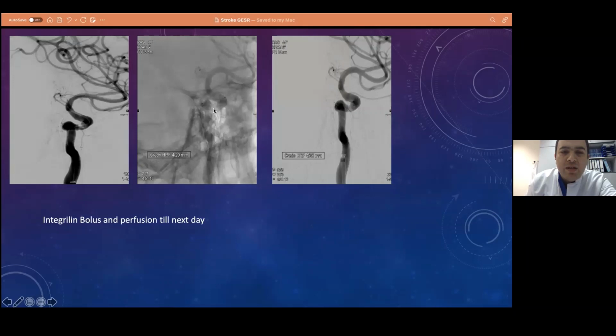And at this moment, after or during stent implantation, I asked the anesthetist to give a bolus of integrilin, according to weight, and also an integrilin perfuser until the next day. And the final result for the stent looks like this, and it looks much better than it was.